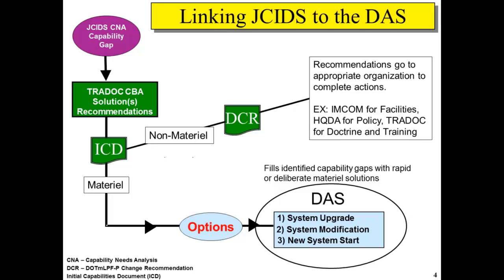If it is strictly non-material, there is no material solution whatsoever, it would be a DCR, .mil PF change recommendation. And that could be for any of the other .mil PFP domains, so doctrine, training, leadership, policy. Just as an example, women in combat arms, that's a new policy change, but that's not a material solution to that. That's new facilities, possibly new training, new leadership and education, but there's no real material that I can think of that would be involved with that. So that's all DCR. But if there is a material piece of it, you do an ICD, initial capabilities document, and that goes in a couple of different options. You can either have a system upgrade of a current piece of equipment, you can modify a piece of equipment that currently exists, or you can start a new program altogether.